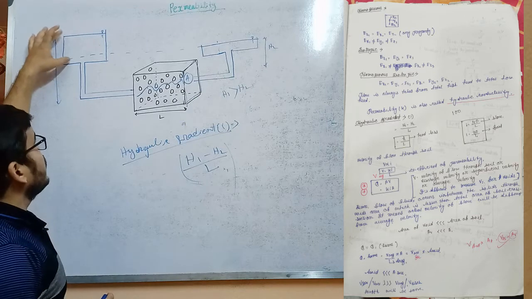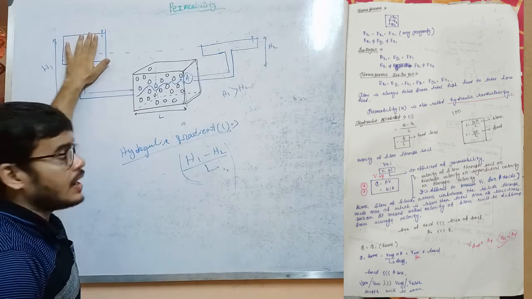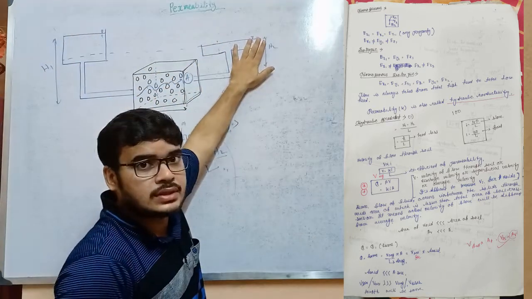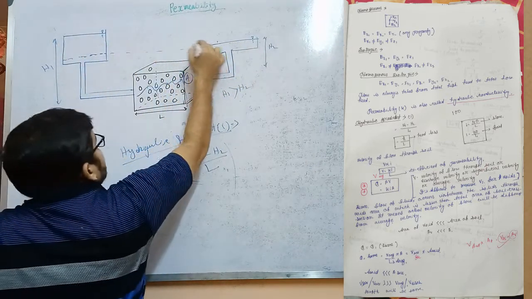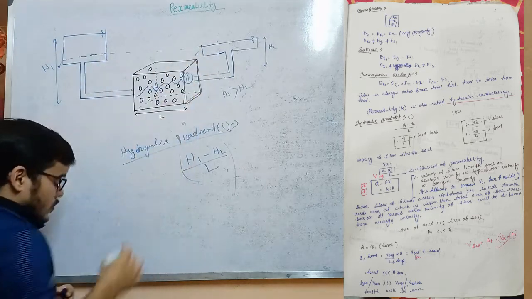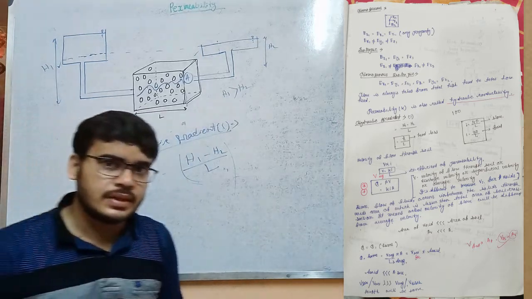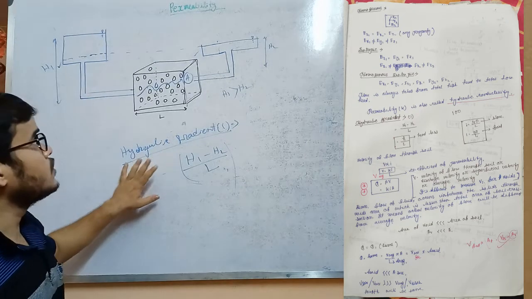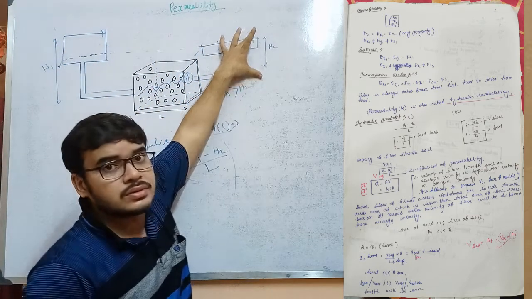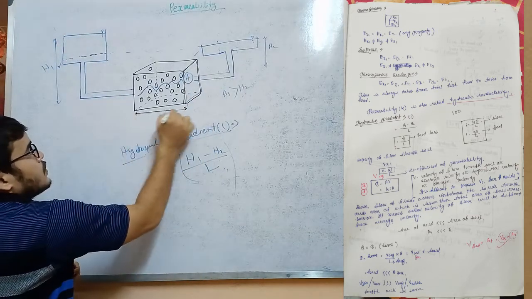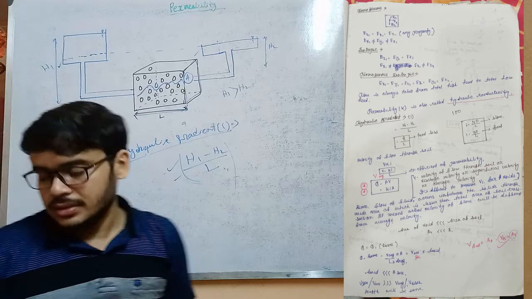The flow will continue up to when this water has higher head, higher energy in comparison with this. When the level of this container and this container is the same, the water table is the same, then the flow will stop. I think you have learned this in your fluid mechanics classes. So the basic thing is hydraulic gradient means head difference H1 minus H2 by length of flow. The water is flowing through this length of the soil, so H1 minus H2 by L.